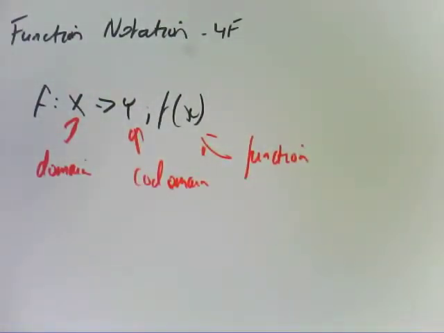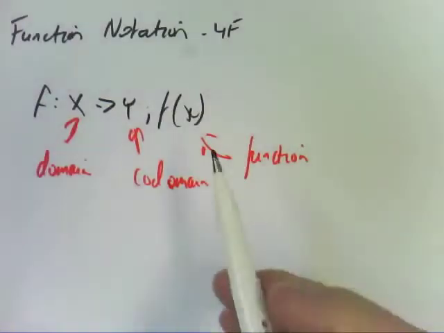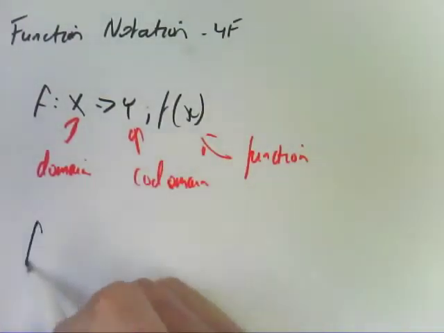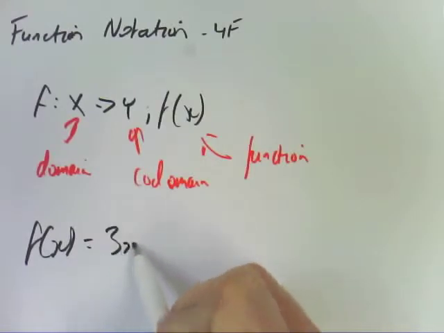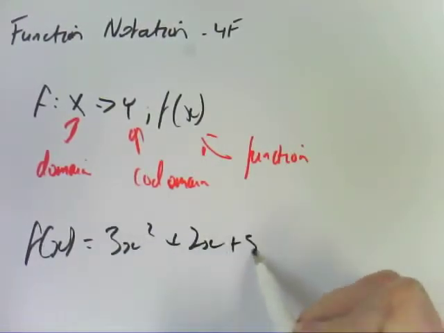Okay. So this is about domain and range and all that sort of stuff again. It's also about substituting things in. So f(x), let's just make one up, equals 3x squared plus 2x plus 5.